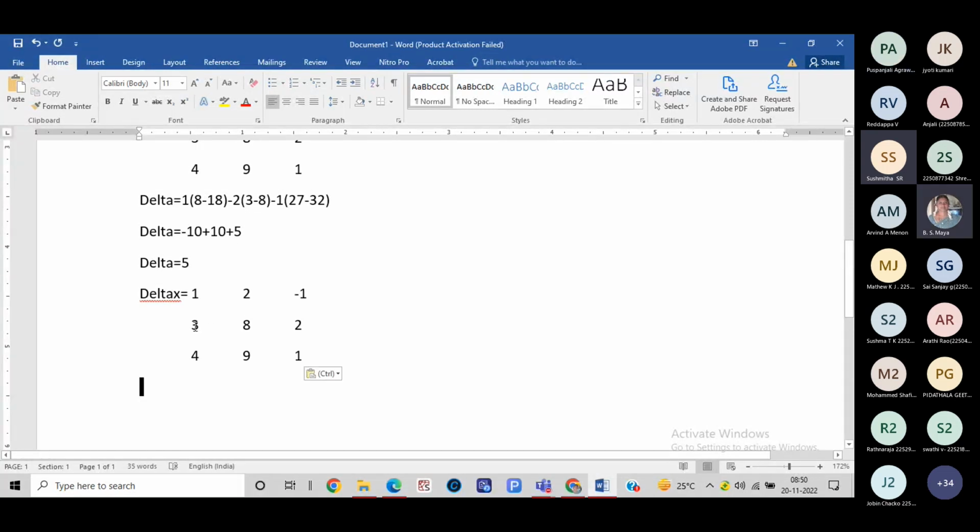Replacing these places. First place is what? Minus 1. Second place is what? 28. Third place was 14. Tell me what is delta x, next step. Minus 1 into 8 ones are 8, minus 8. Minus 2 into 21 8s are 21, minus 14 2s are 28.